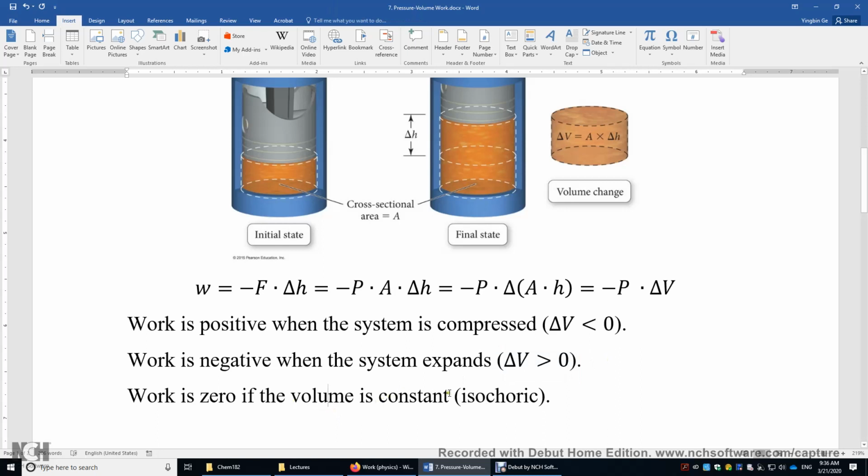What if the system volume is a constant? It's called an isochoric process. This means constant volume, and then we plug in the value of 0 for delta V, and then we can tell the pressure volume work is exactly 0.